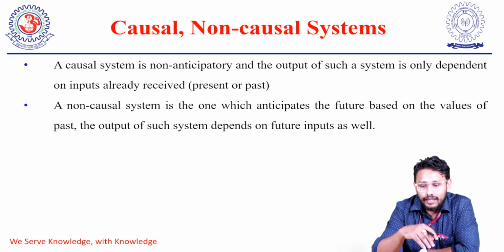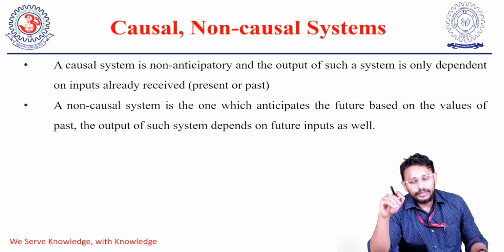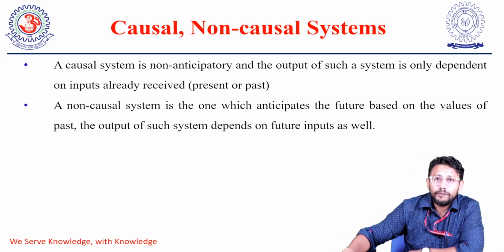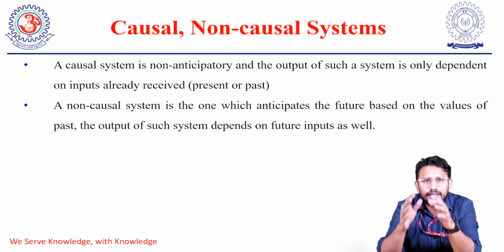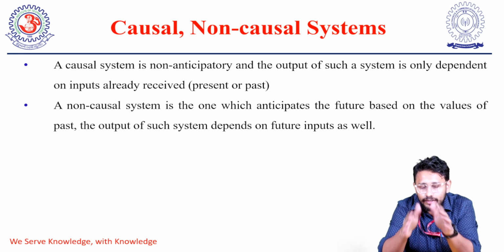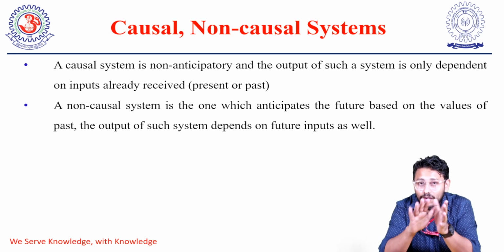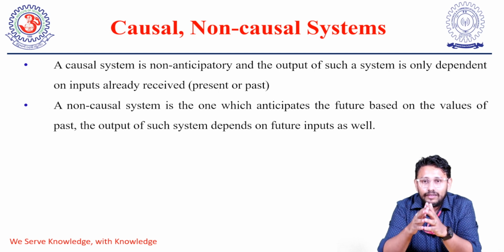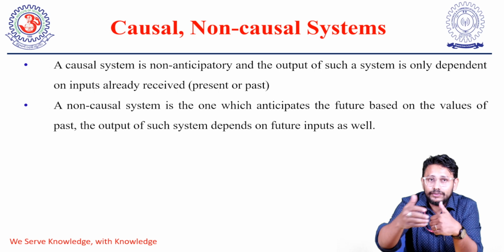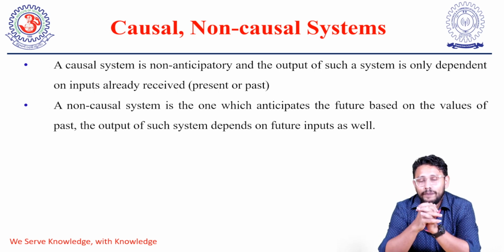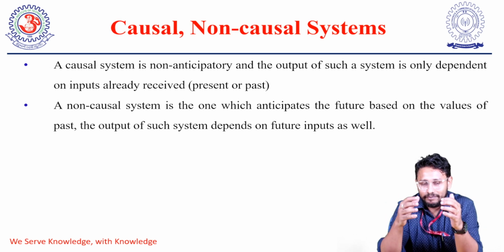Causal and non-causal systems. A causal system is non-anticipatory, and its output is only dependent on the input which is already received, maybe the present input or maybe the past input. However, it will never try to anticipate what exactly could be the input in future. Whereas a non-causal system tries to anticipate. A simple example would be, a causal system is in and around us.